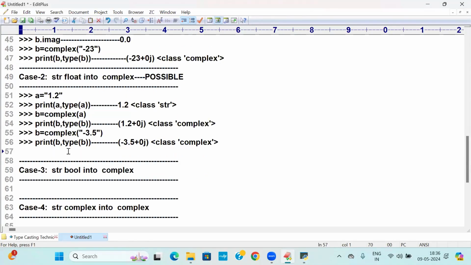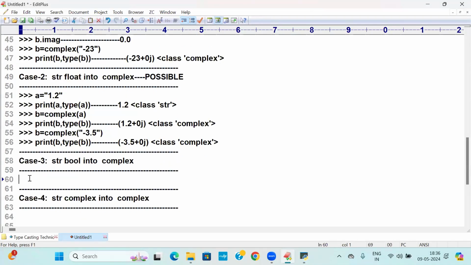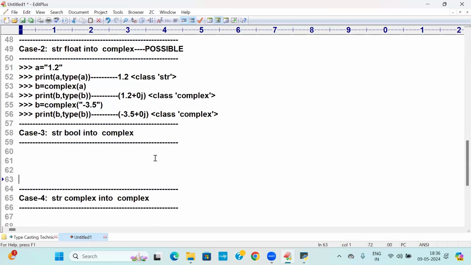Now next we'll go for, what is the next? STR bool. Come on, tell me. Possible or not possible? Come on. Possible? Possible? Not possible.